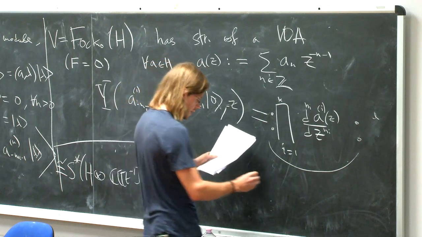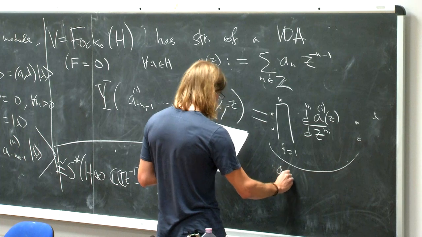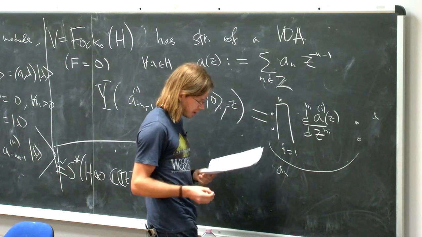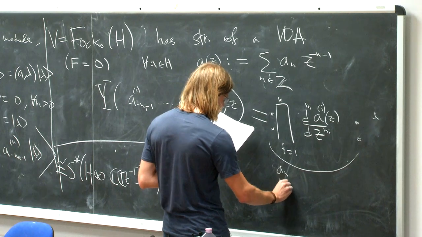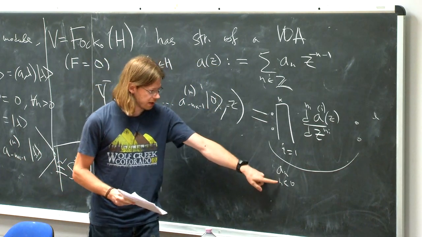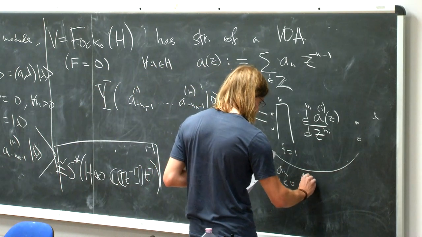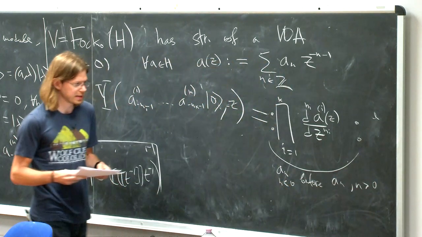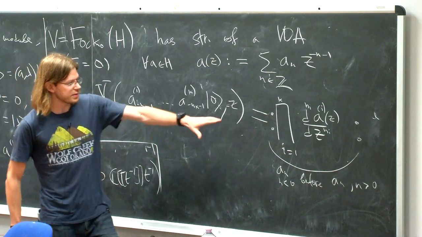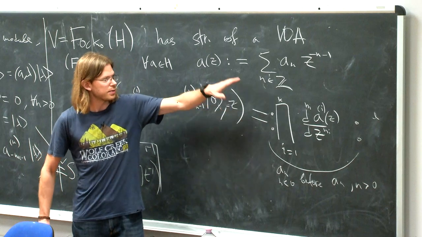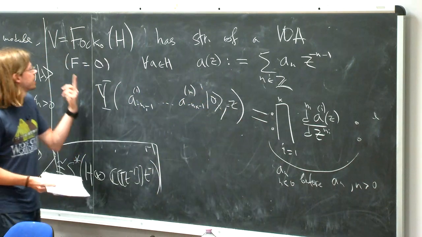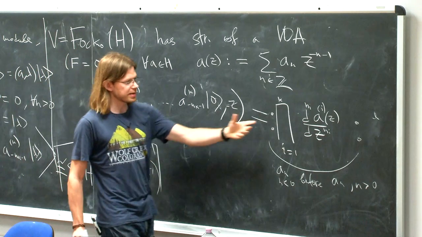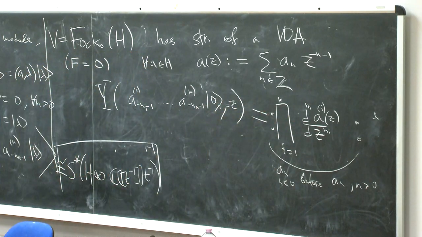normal ordering means that we need to order all these elements, which are considered as elements of the Heisenberg algebra, according to the following rules. So a_n with index less than zero should be before a_n's with a positive index. So this gives me some series in z with coefficients being elements of the Heisenberg algebra. But since this vector space is a representation of the Heisenberg algebra, the coefficients are elements of the endomorphisms of V, as we want.